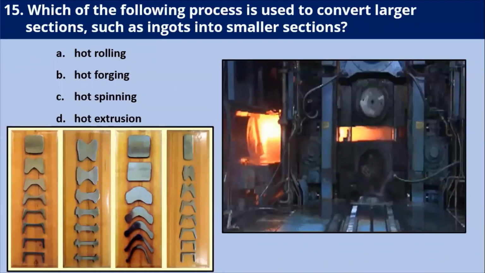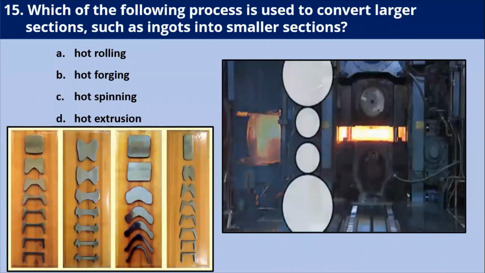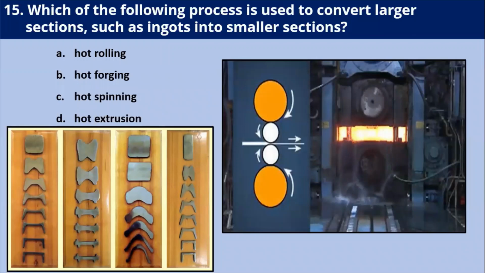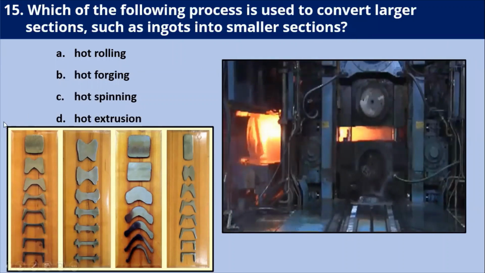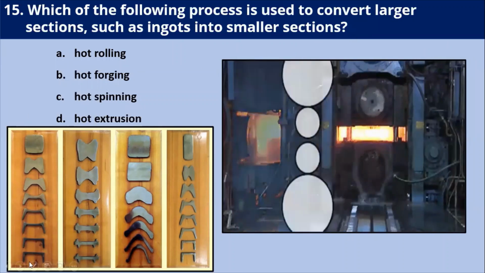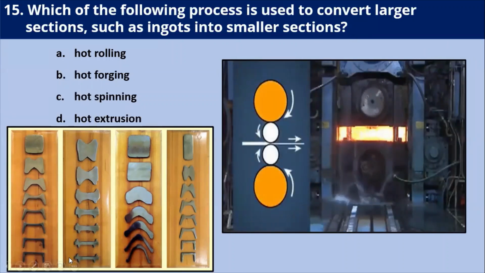Next question. Which of the following processes is used to convert a large section, such as an ingot, into a smaller section? This is a large section and it will be converted into a smaller section. So when is it possible? Basically, it is possible in hot rolling.